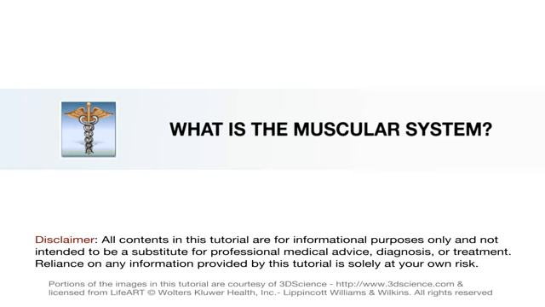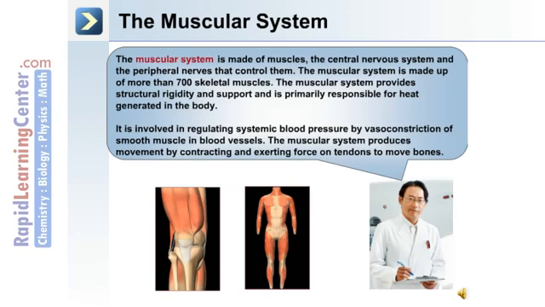Let's begin with an overview of the muscular system. The human muscular system is made up of muscles and the central nervous system and peripheral nerves that control those muscles. The muscular system is made up of more than 700 skeletal muscles.